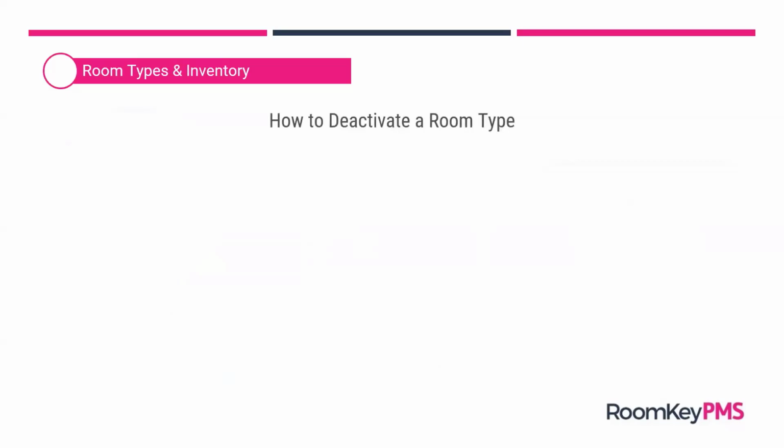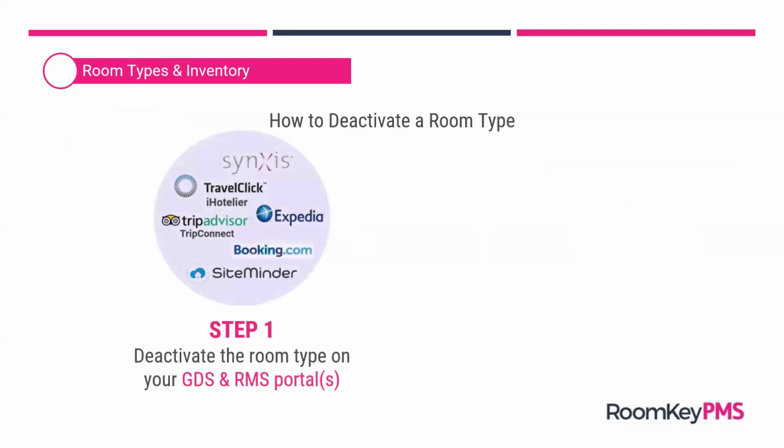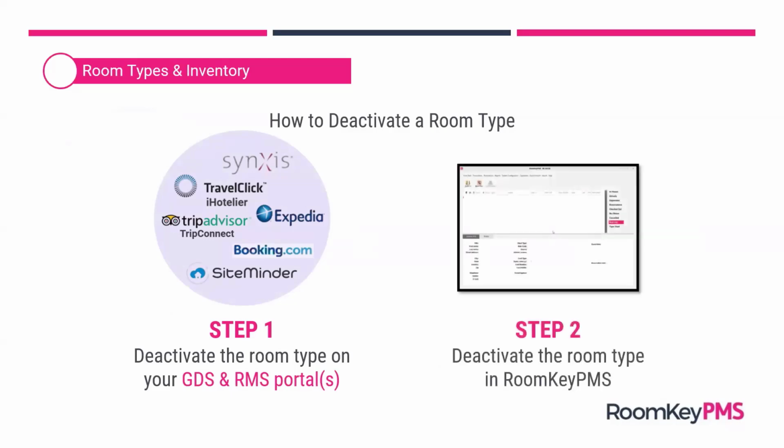So if you're deactivating a room type, we have a couple of steps that we recommend you be mindful of, especially whenever you're working with those third-party vendors. Step number one is to deactivate the room type on your GDS and RMS portals first. Step number two here is going through and deactivating the room type in RoomKey.